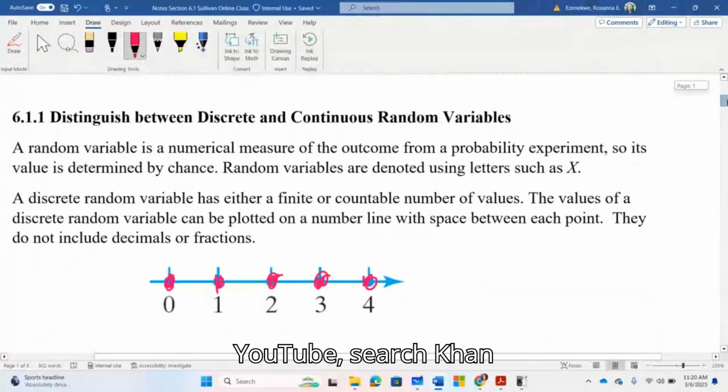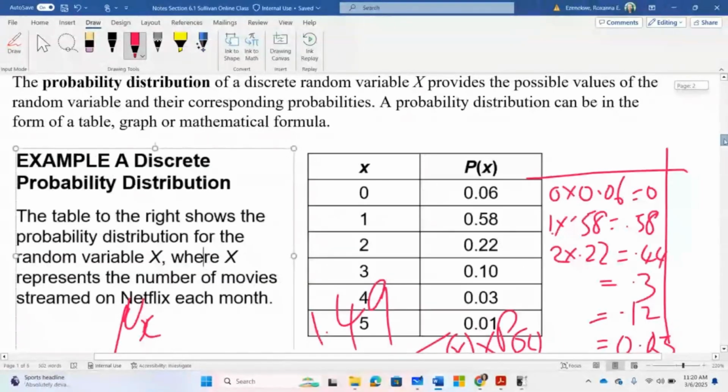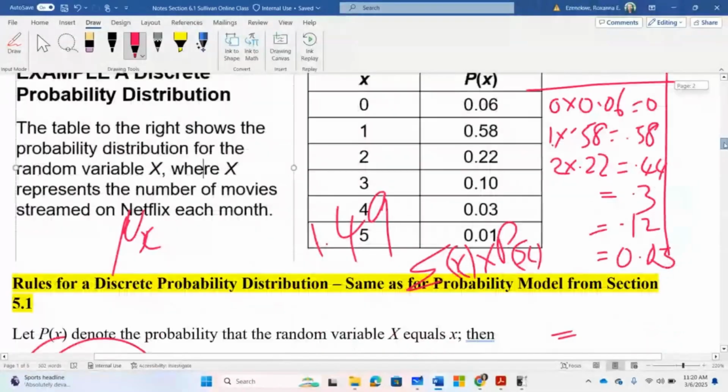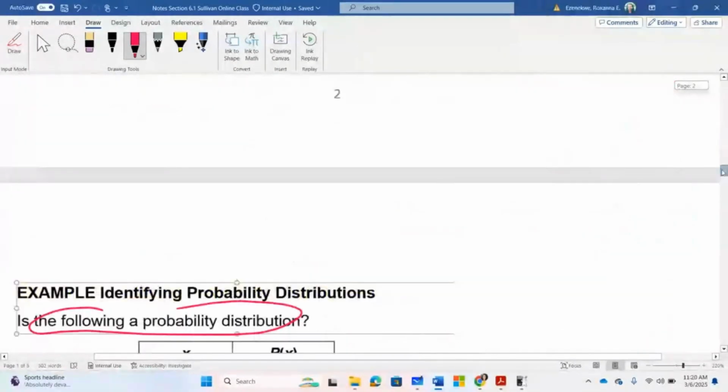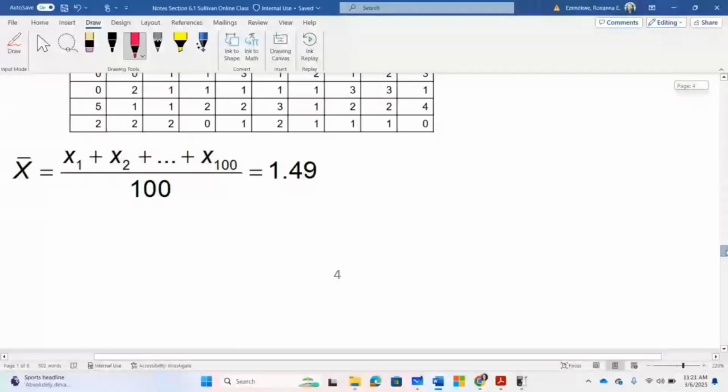We talked about properties of discrete probability distributions the other day, and there are so many other properties. Let's review this again, so this time we're going to pull up the properties of discrete probability distribution and practice with the test right here.